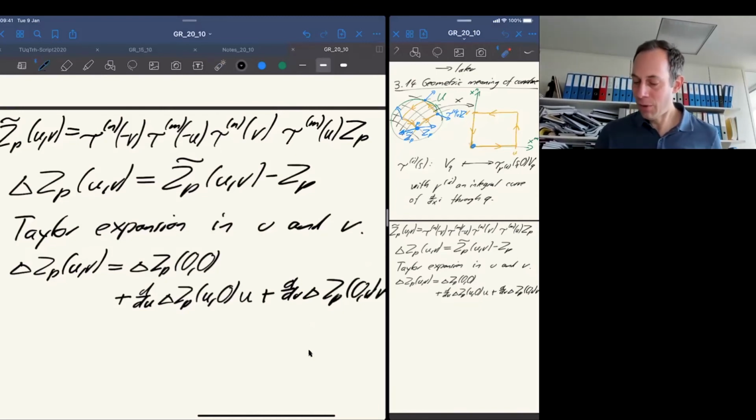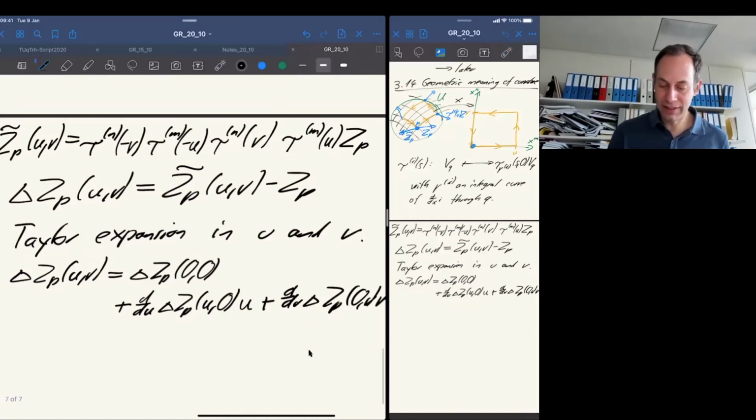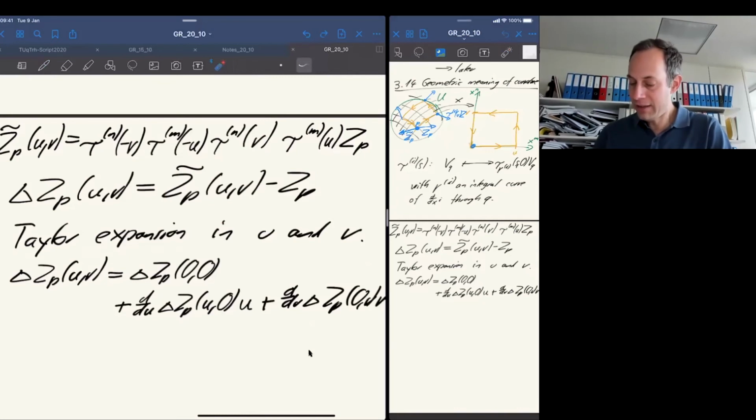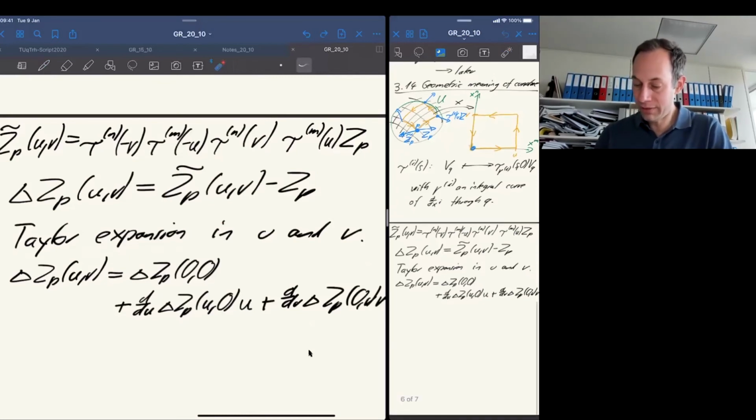But I really want, indeed, I can only take this difference here if they are in the same tangent space. So they should really be at the same P. And so I need to make sure that Z tilde is in the same tangent space. How do I achieve that? I just define the loop here in the coordinates. If you look here on the slide, I defined the loop in the coordinates.